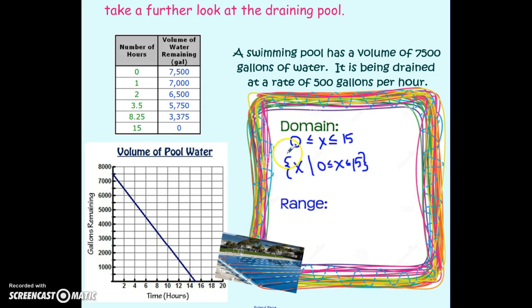Again, we're not going to spend a lot of time on this set notation because they look so similar, you should be able to pick up on what that means. And then the range, our y values are greater than or equal to 0, but less than or equal to 7,500. And in set notation, any value of y such that they're greater than or equal to 0 and less than or equal to 7,500.